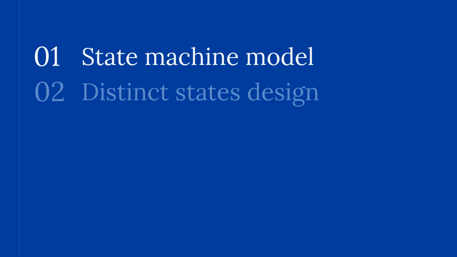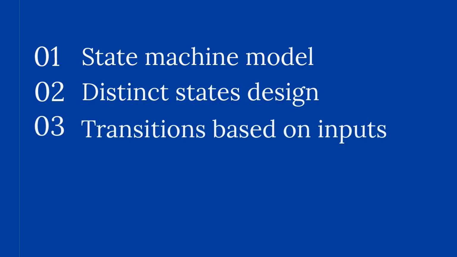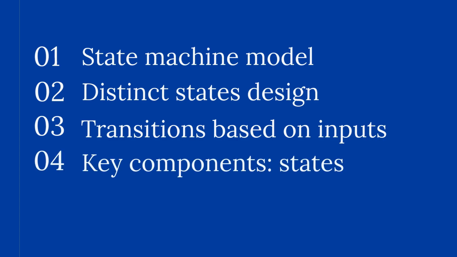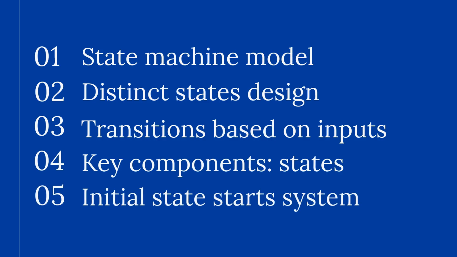A state machine is a computational model used to design systems with distinct states. It transitions between these states based on inputs or events. Key components include states, transitions, inputs, and outputs. The initial state is where the system begins, and it may have a defined final state. State machines are crucial for managing system behavior.